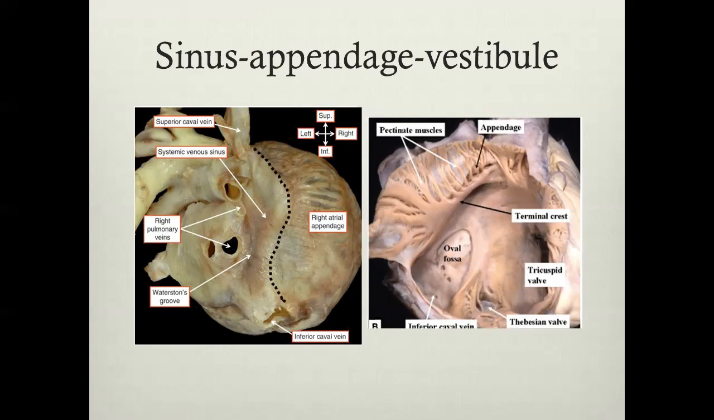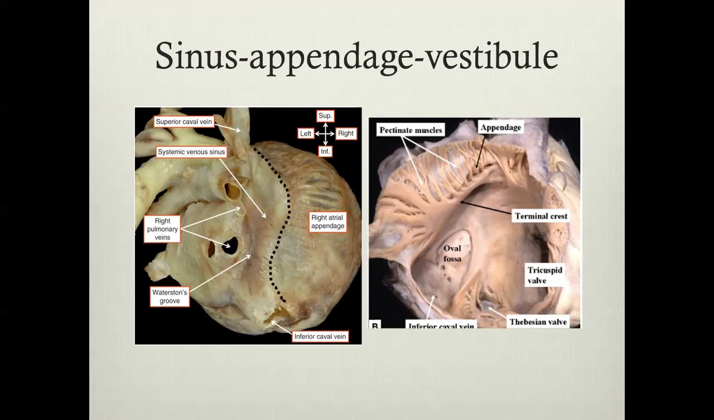The right atrial appendage and the sinus venosus. So if you like Latin, it's the sulcus terminalis, and if you like English, it is the terminal groove. So it's the terminus of what? Well, if you're going back to forwards, it's the terminus of the sinus venosus, and if you're going front to backwards, it's the terminus of the appendage.